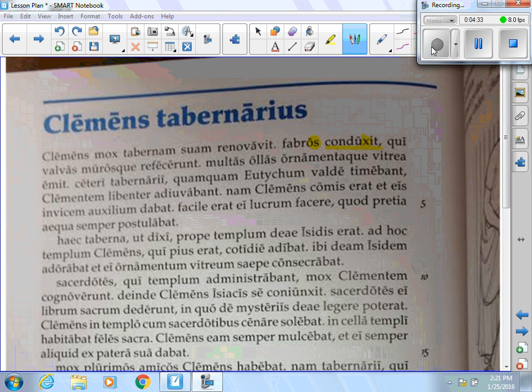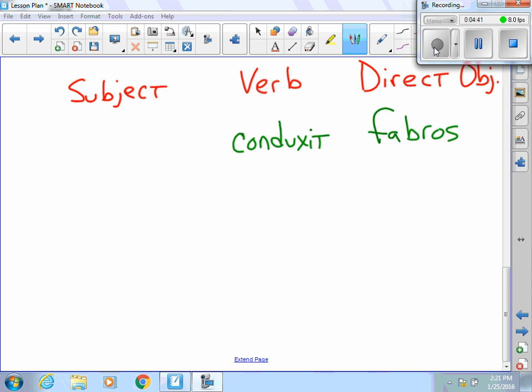In this sentence, I have fabros, which I said is accusative, and conduxit, which I said is my verb. Now, in this case, I do not have a subject. By looking at my verb, it ends in t, so my subject is going to be he, she, or it. I've been talking about Clemens, so I'm going to say that the subject is he. Remember, I translate conduxit as -ed. The -ed form of this is going to be hired, and then the direct object is craftsman.